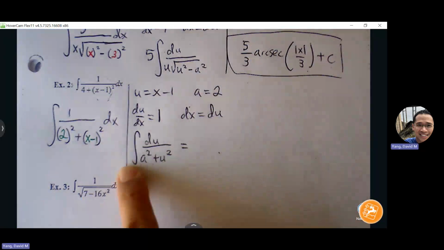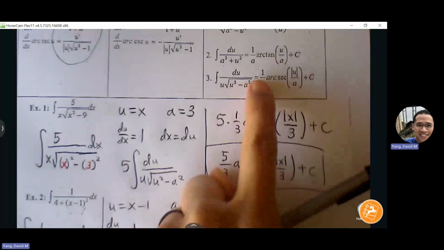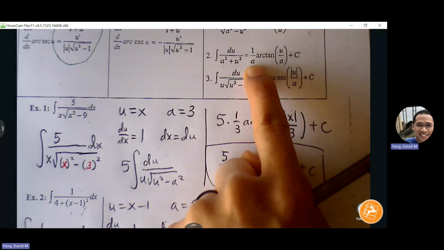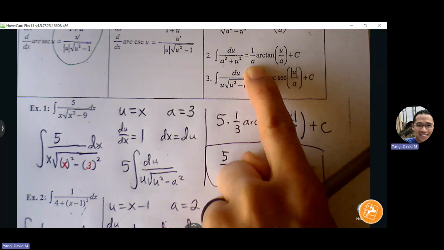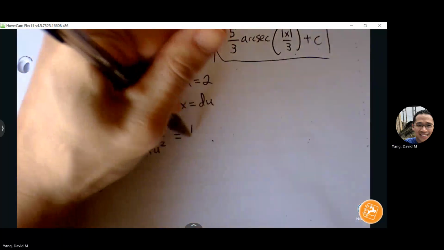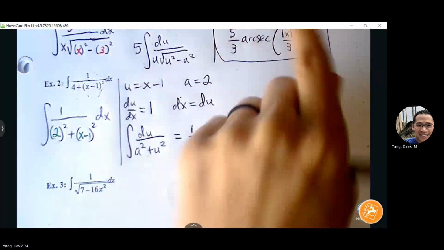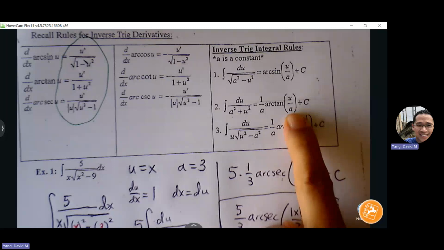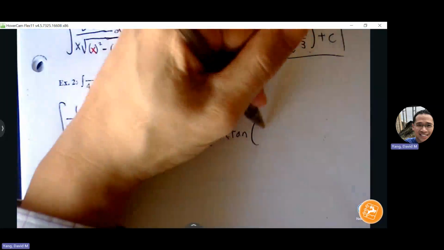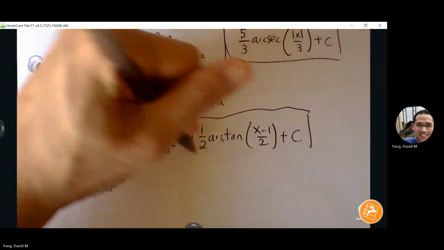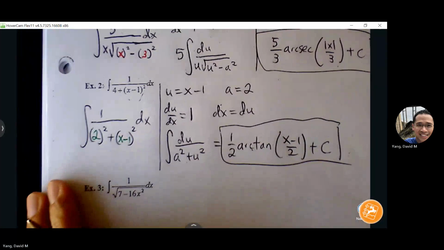No coefficient to keep track of, so we can jump directly into our rule. Our rule is 1 over a arctangent of u over a plus c. Right? So 1 over what? 1 over 2. So 1/2 arctangent of u over a, so x minus 1 over 2 plus c, and there we go.